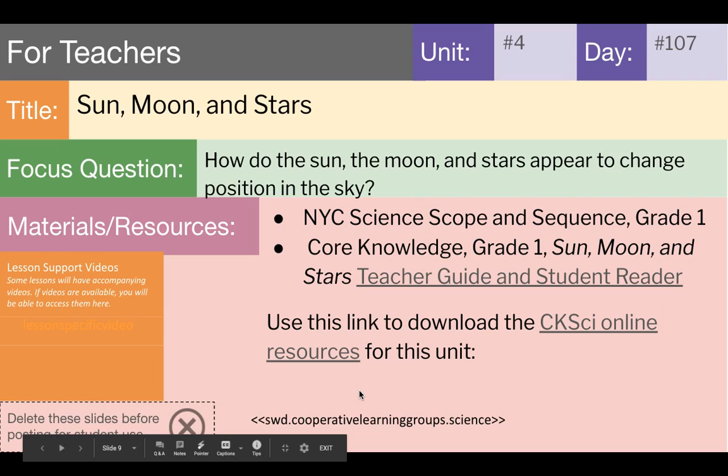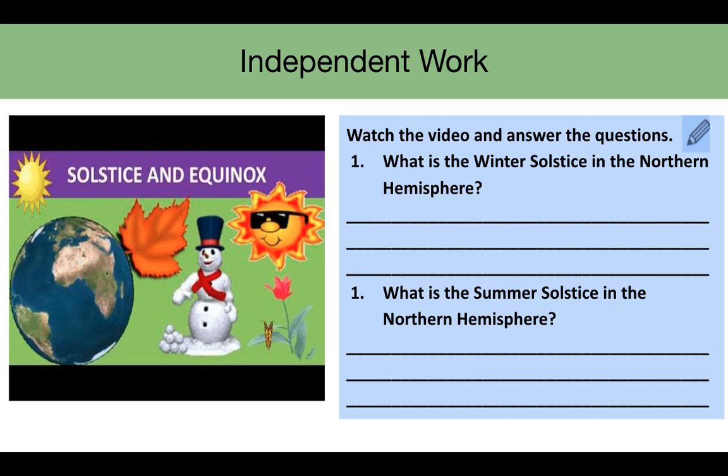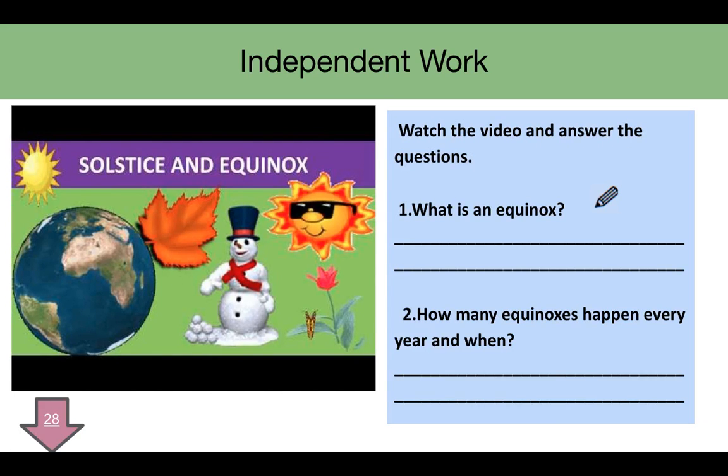This series focuses on Grade 1, Unit 4, Sun, Moon, and Stars, Day 107. How did the sun, the moon, and stars appear to change position in the sky? In this part of the lesson, students are asked to watch a video and analyze the information to determine the answers to these 4 questions.